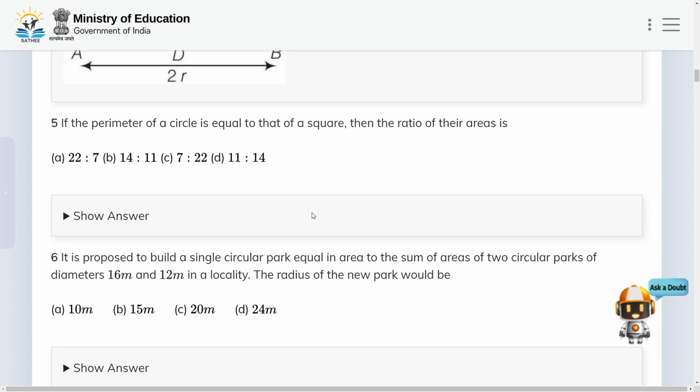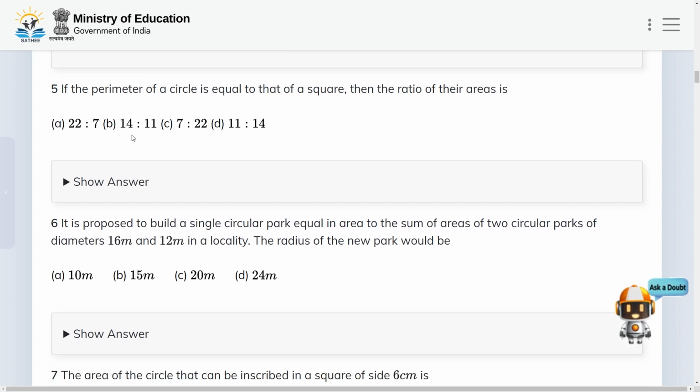In the next question, we have: if the perimeter of a circle is equal to that of a square, then what is the ratio of the areas? We are given that the perimeter of a circle is equal to the perimeter of a square. Then the ratio of the areas is what?